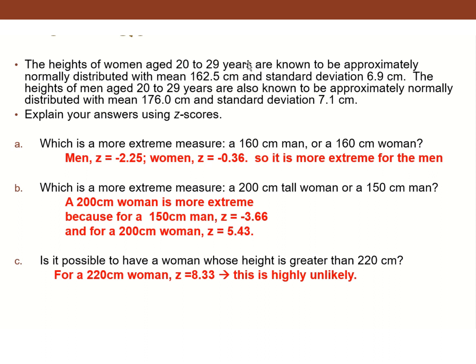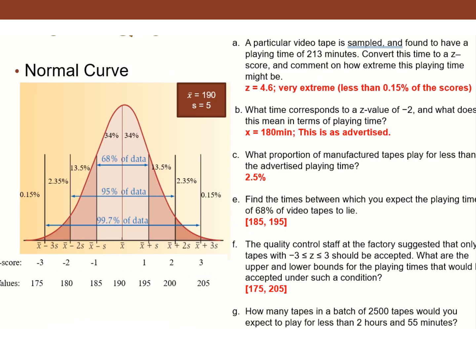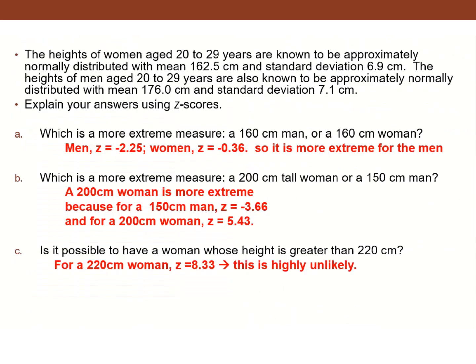The heights of women. So this is also, which is more extreme. You find the z-score and you just comment on which is more extreme. All right. Is it possible to have something like that? You calculate the z-score. You will get a z-score of 8.33. You cannot say it's impossible. You just say it's highly unlikely. All right. Okay, so this one we got to read the question.